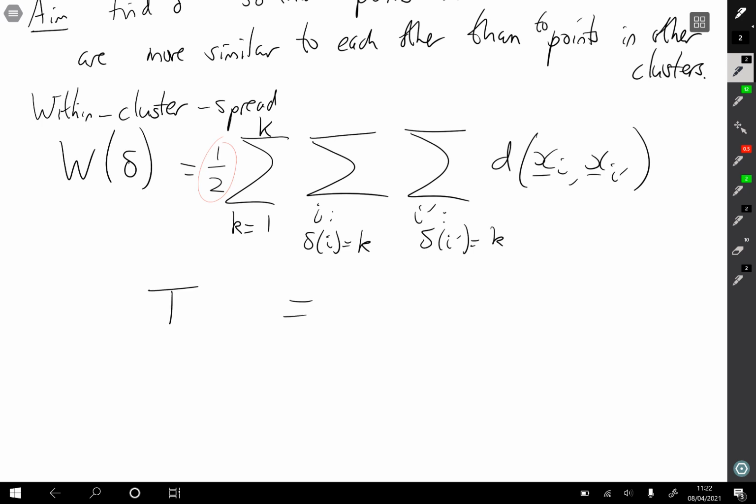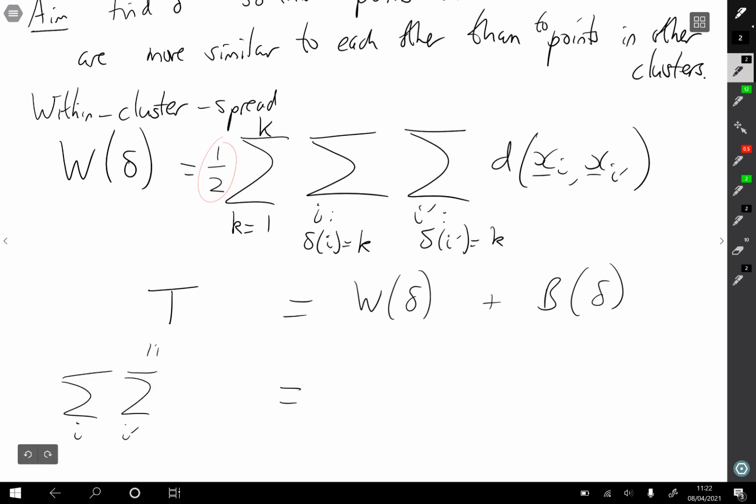As we saw in the previous chapter, we can split the total spread into a within cluster spread plus a between cluster spread. So let's write that out. What's the total cluster spread? Well, the total cluster spread is just a sum over i, i prime, half of it, of d(xi, xi prime). It's just the sum of all the distances between any two pairs of points.